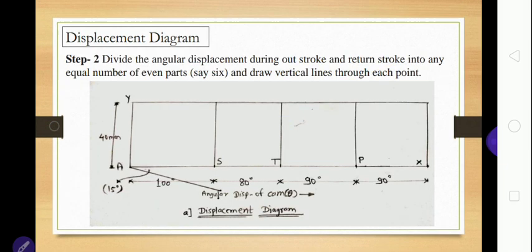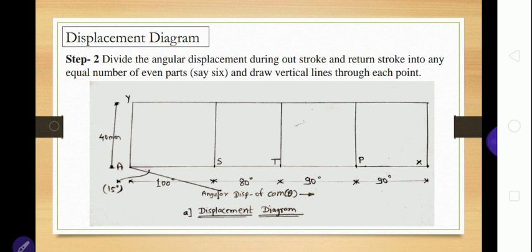Second, we will divide the angular displacement during outstroke and return stroke into 6 equal parts. Any even number of equal parts, that is 4, 6 or 8, you can divide, but here in this problem we will divide the outstroke and return stroke angular displacement of the cam into 6 equal parts. We know that AS distance here is 5 centimeter with the help of scale. Dividing 5 centimeter into 6 equal parts is very difficult because it comes in decimal points, so it will be difficult to plot the points.